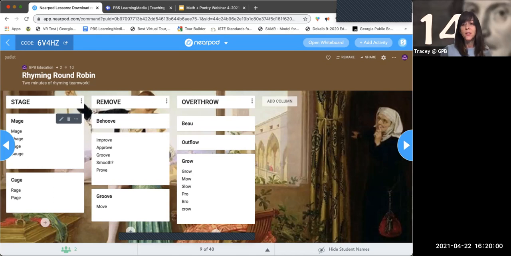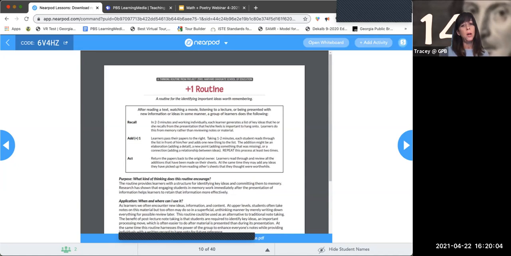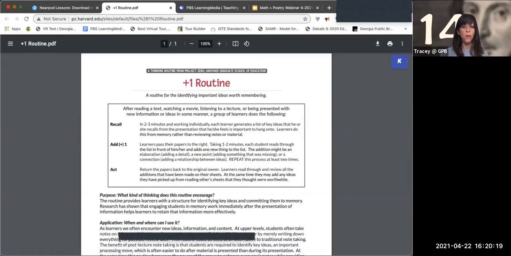So thank you guys. This particular strategy is really just like a plus one routine, where you first recall what you've learned and then you pass your learning on to your group member. They add to your learning, they pass it to the next person, and eventually it comes back to you and you do the act, which is that you read through, review all the additions, and then you can come up with some additional ideas. So it's a great way for a group to build upon each other's knowledge. And this is just one example of how you can do it, like in a rhyming round robin.